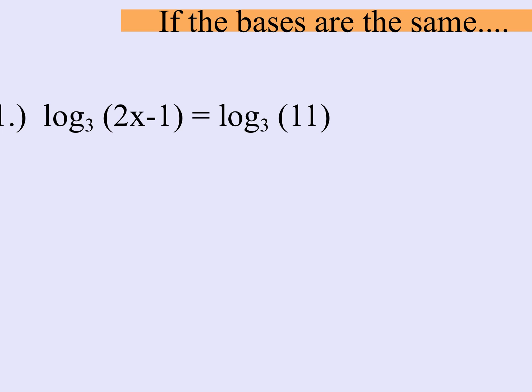Okay, good. Next up, we need to look at a few where there are logs on both sides. Well, I have good news for you. You can bring them in and you can also just take them out. It's that easy. Now I have 2x minus 1 equals 11, and if you can't solve that, game over.